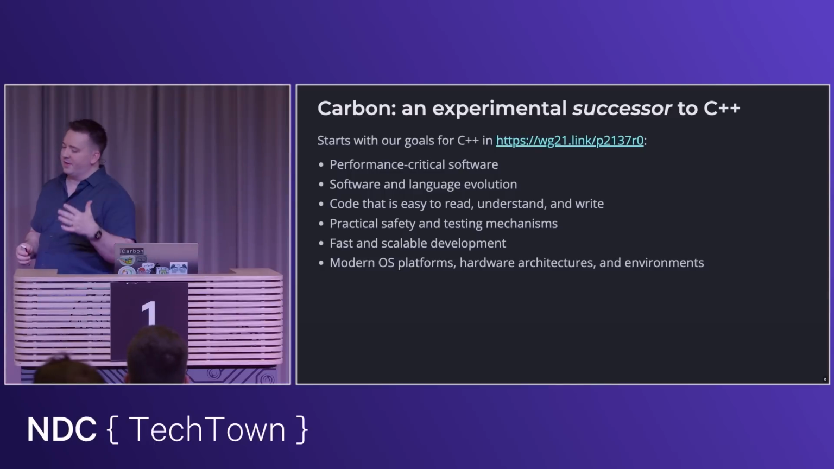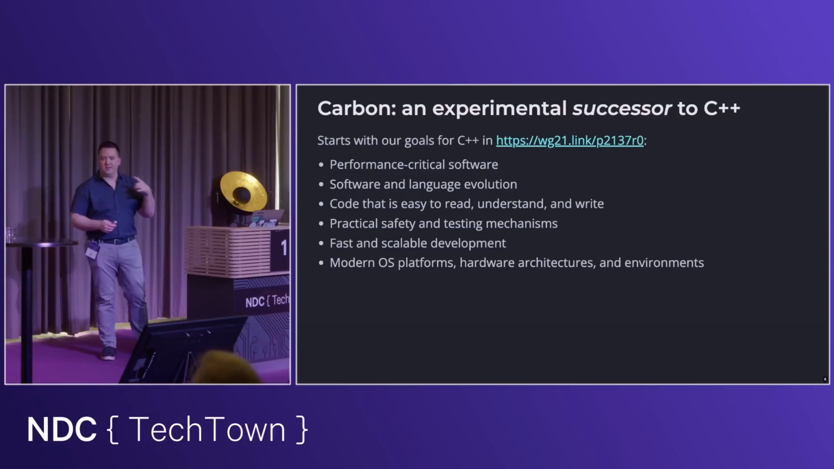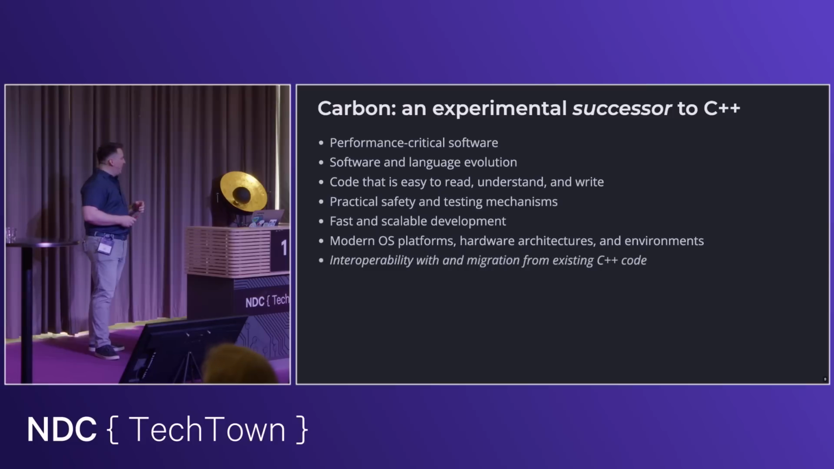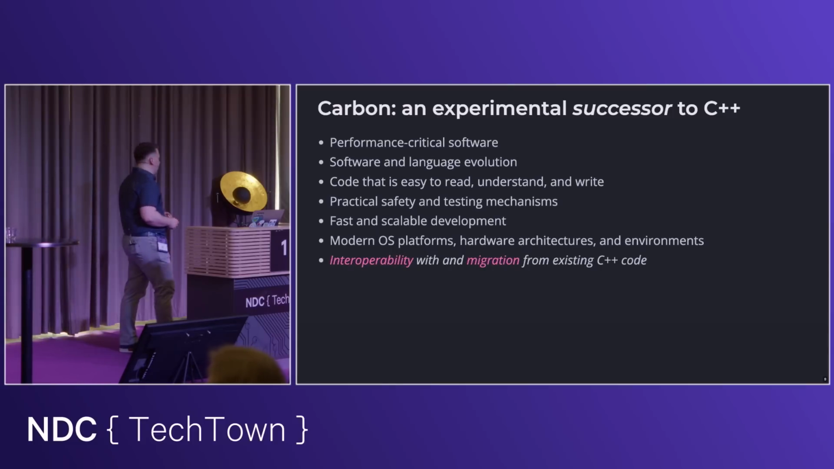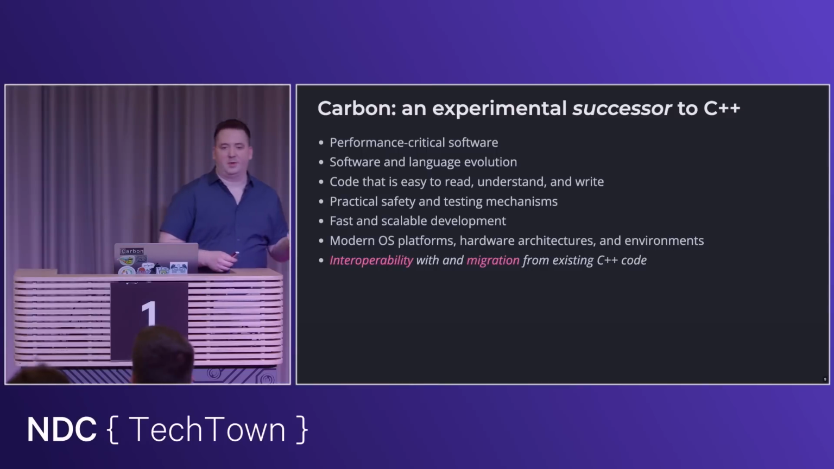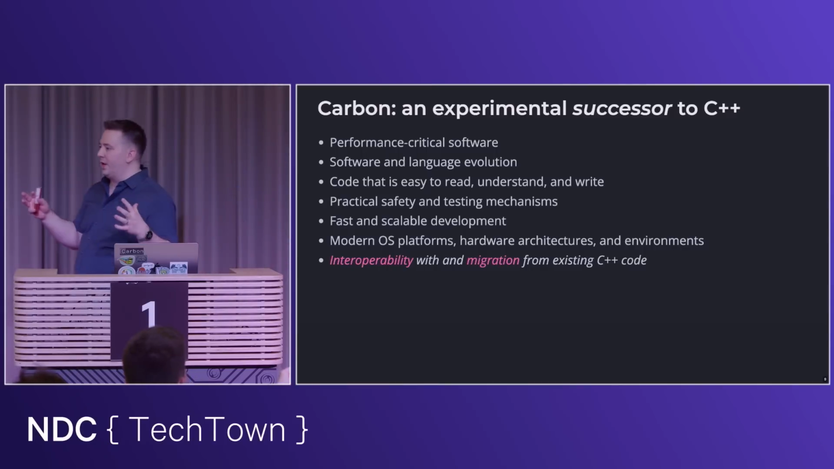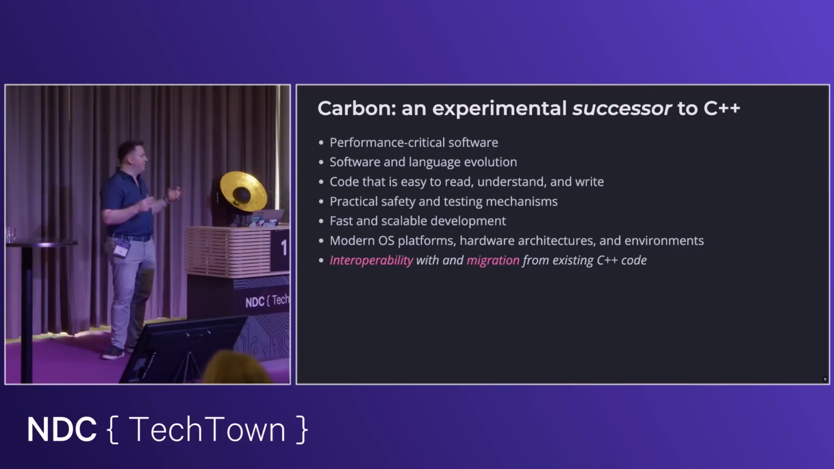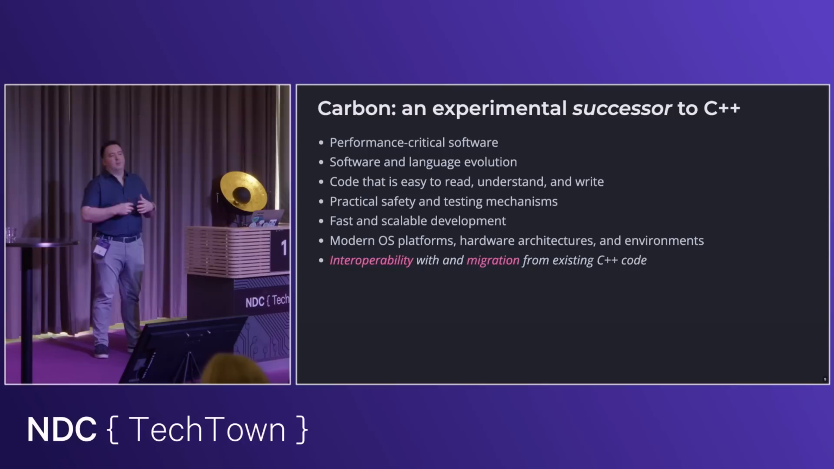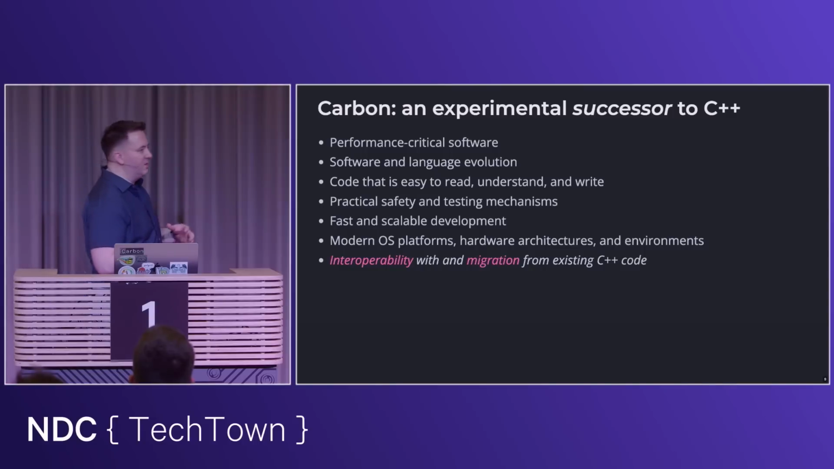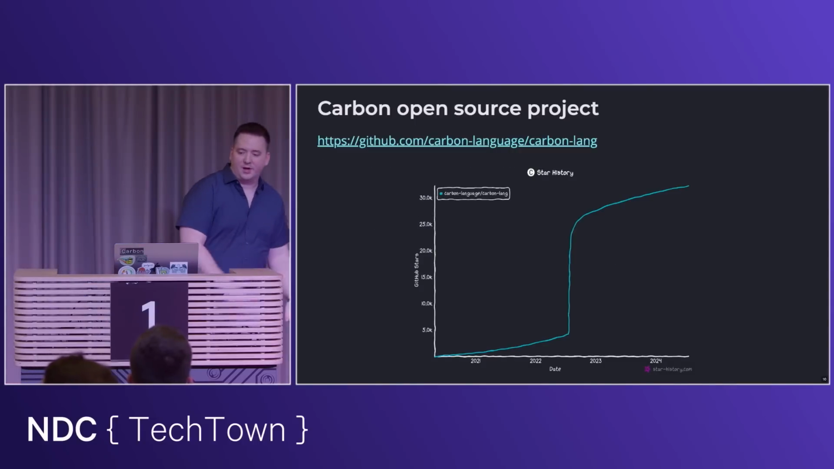But to be a successor language, we have to tweak these a little bit, because these were goals for C++ itself. As a successor language, we have to add one more, which is around interoperability and migration from existing C++ code. These two things are the whole thing I want to talk to you about today: what do we mean by interoperability and migration? Because that forms the core of Carbon's most exciting promise. That's what we're focused on, especially going into 0.1.